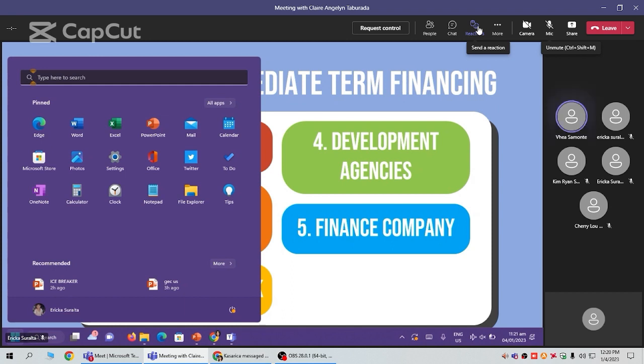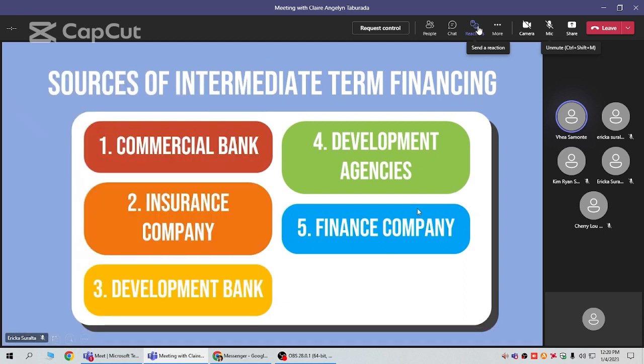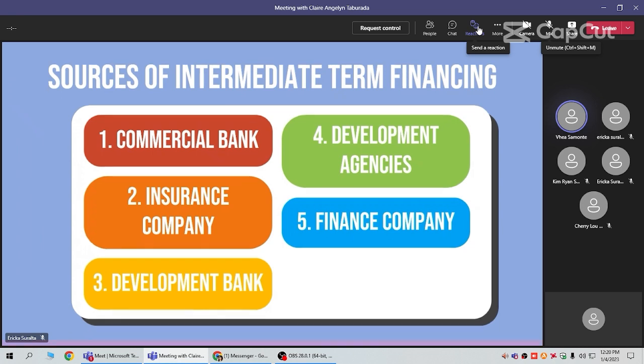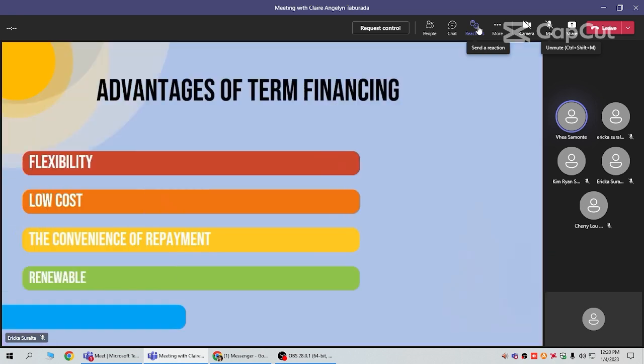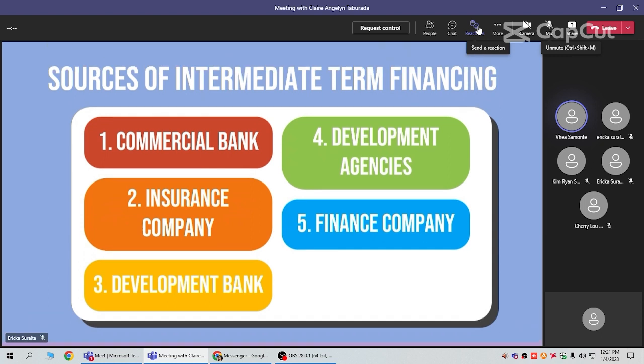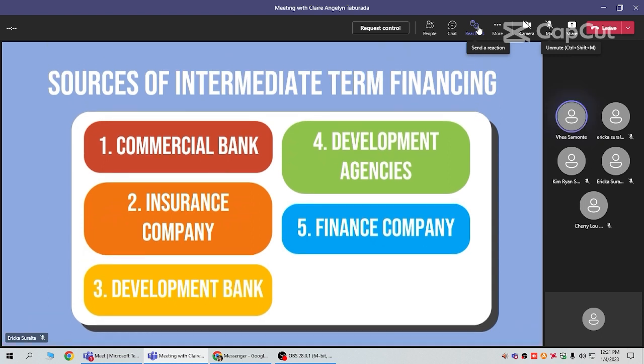The fifth one is finance company. The finance firm is an expert source of short-term and intermediate-term financing. The last one is leasing company. In intermediate-term lending, the leasing firm plays an important role in granting permission to use a fixed asset for a particular period. So, what are the advantages of intermediate-term financing? Next slide, please.